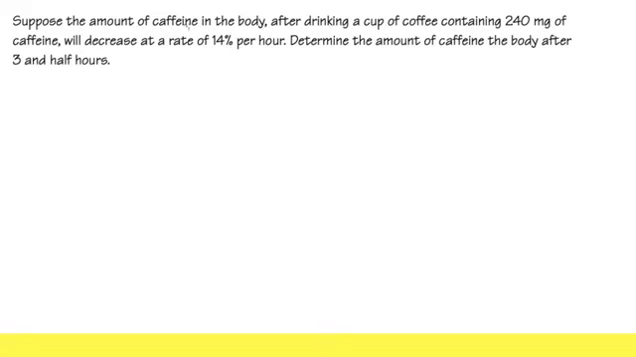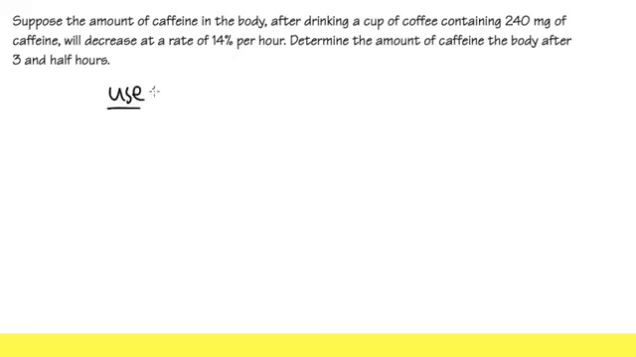Suppose the amount of caffeine in the body after drinking a cup of coffee containing 240 milligrams of caffeine will decrease at a rate of 14% per hour, and we are going to find out the amount of caffeine in the body after 3.5 hours. So the question is, which formula do we use? Well, the keyword is here we have the rate and we are given a percent. So we are going to use this one.